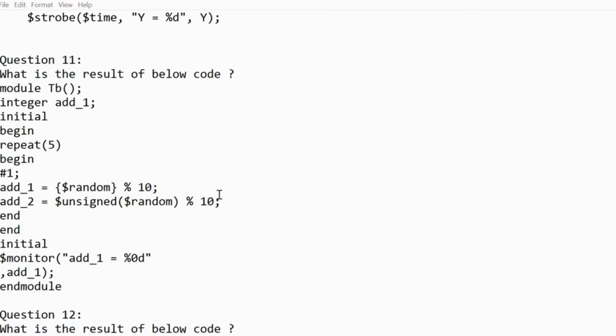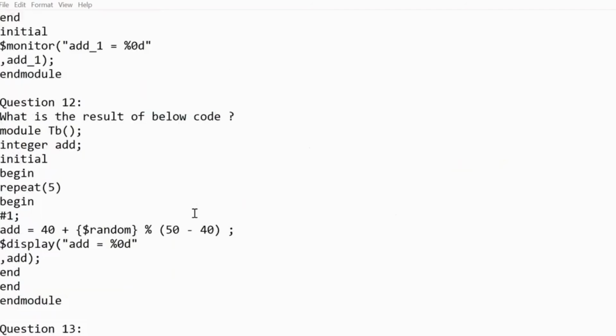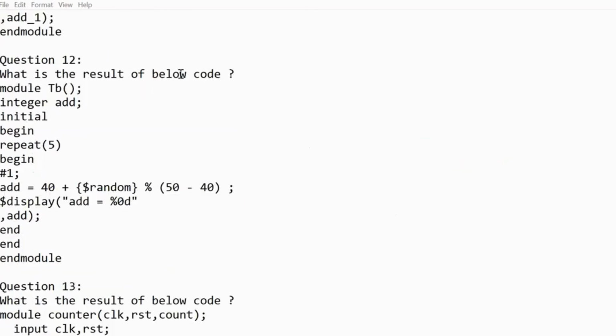Yes, ma'am, got it. So this is how we can randomize the values in Verilog. Next question. What is the result of the below code? So here what assignment we have used for add? 40 plus $random modulo 50 minus 40. So what values will be generated? What values will be randomized to the add?